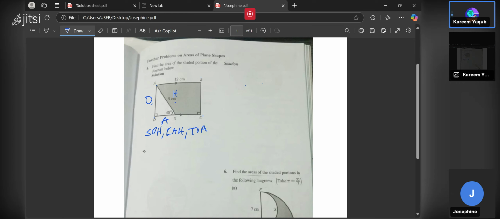Very good of you. That will be sine 48 degrees equals opposite, that is AD, all over hypotenuse, which is 9. So when you cross multiply here, that will be AD equals 9 times sine 48 degrees. So we want to find the sine of 48 degrees. So that will be 0.7431.